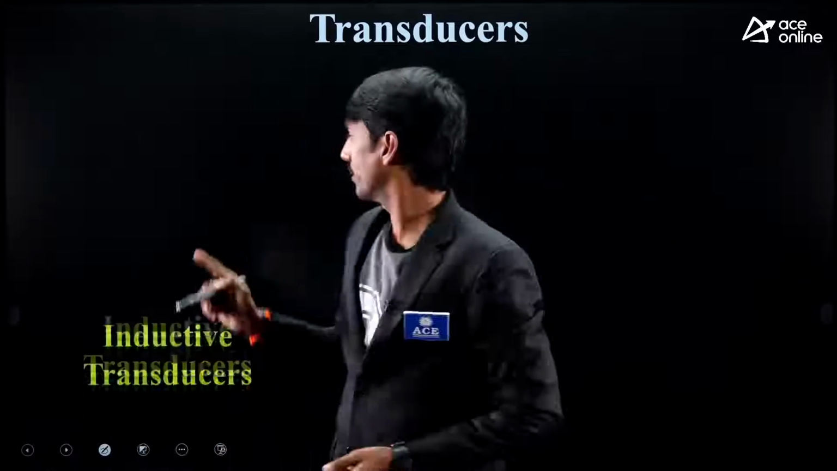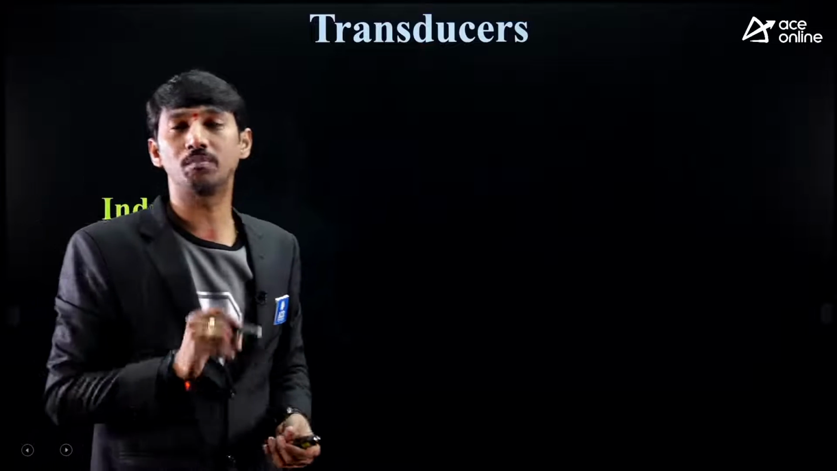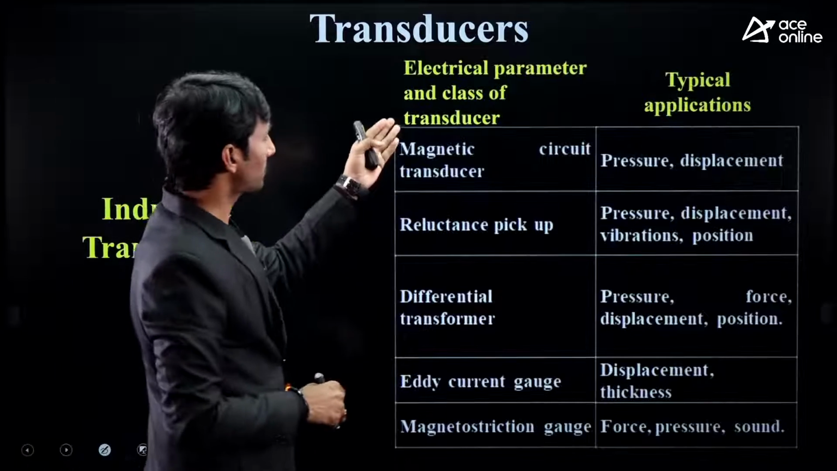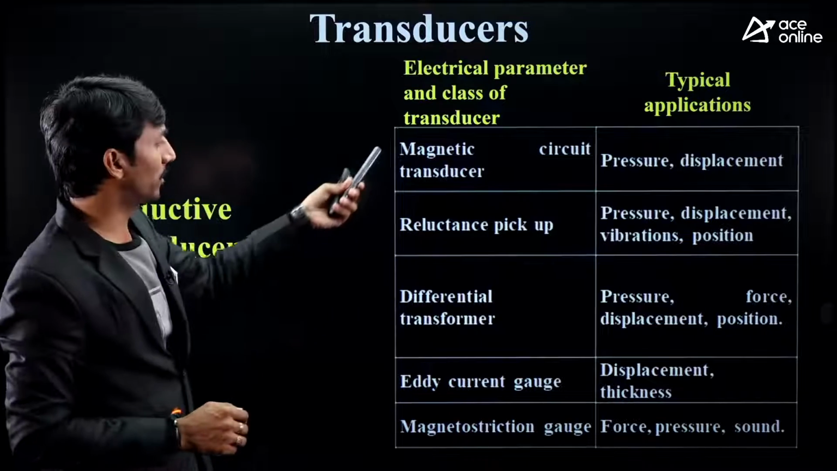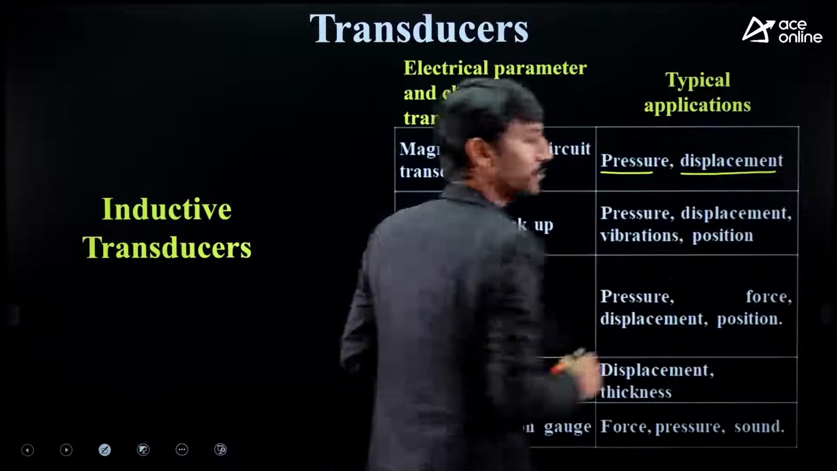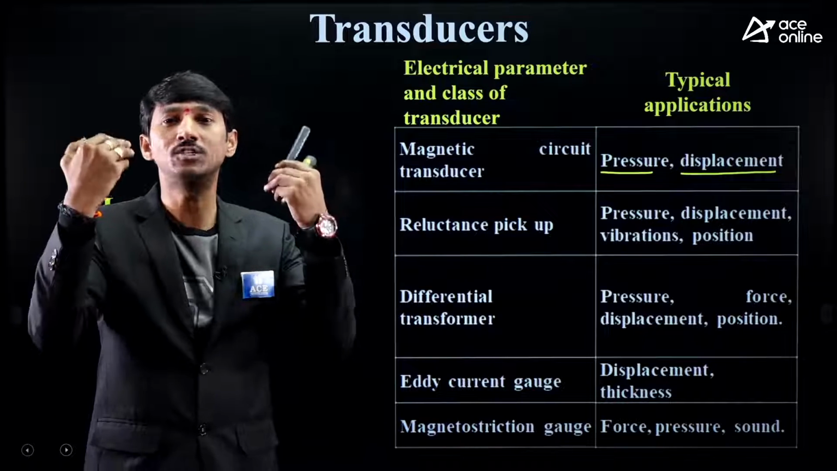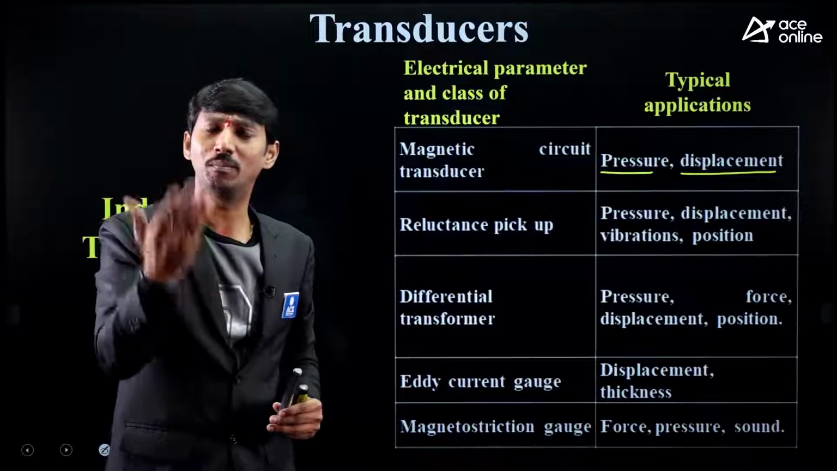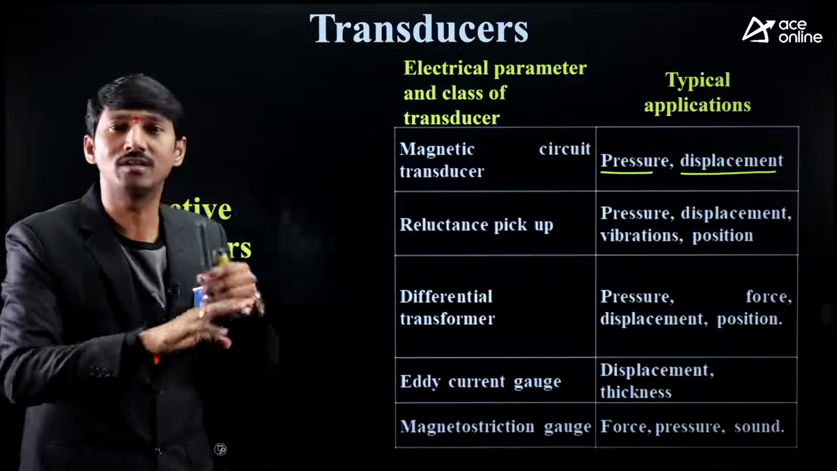Now let us take the inductive transducer. Which transducers work on the inductive principle? Be clear. Inductive itself indicates magnetic phenomena, so the magnetic circuit transducer is for pressure measurement, displacement. Resistive, inductive, capacitive, all three are commonly for displacement measurement, because when we apply force or pressure, what happens internally is displacement only.